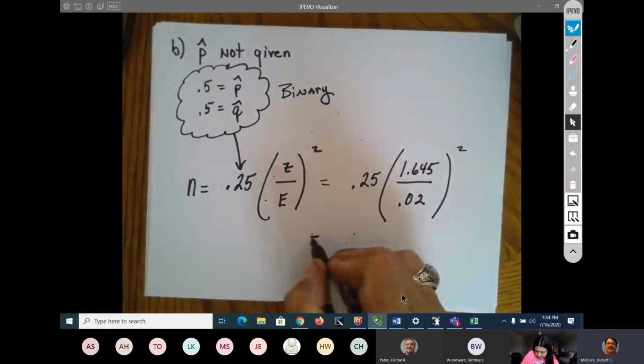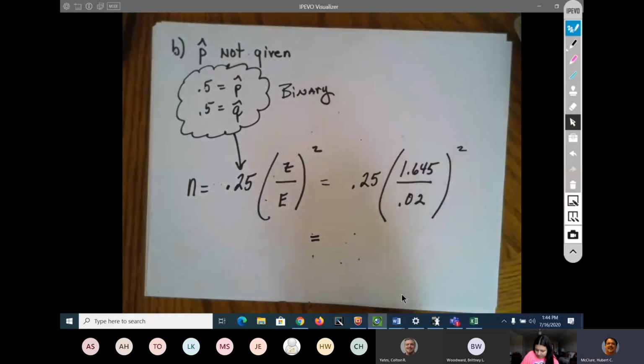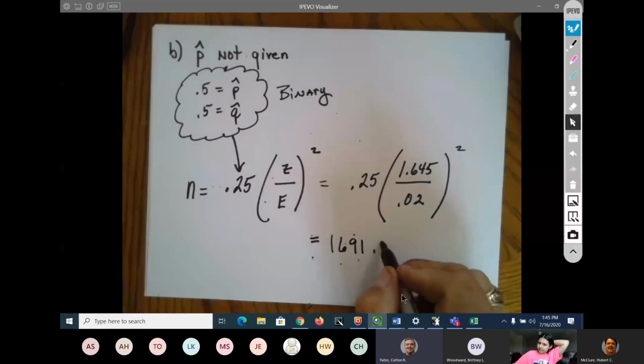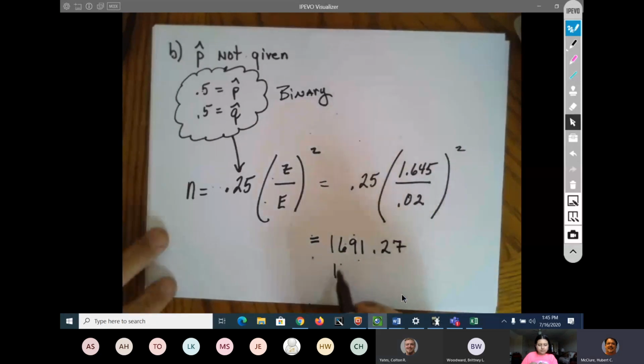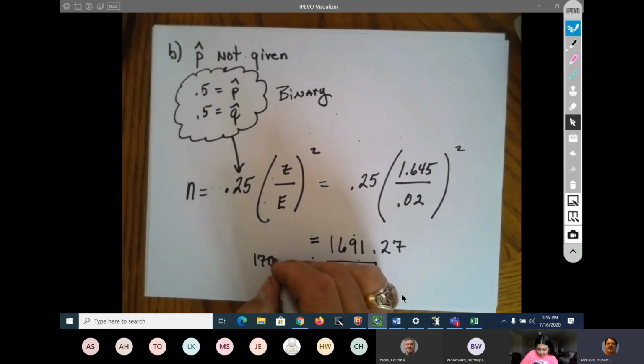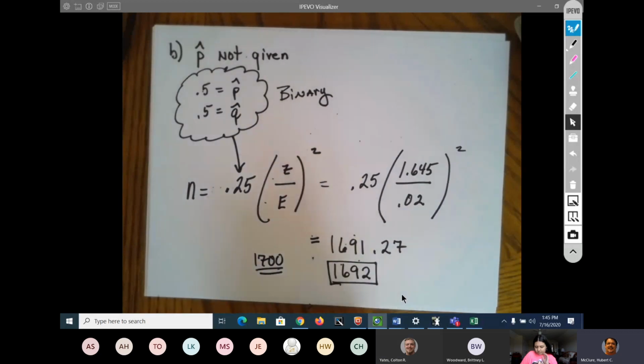And give me 2 decimal places. I got 1691.27. So that would go up to 1692. 1692 is your answer. Of course, I would do 1700 at minimum. If I was in the real world, I would send out 1700 surveys, or 1725 or 1750, probably up to 1800, but that's as far as I would go.